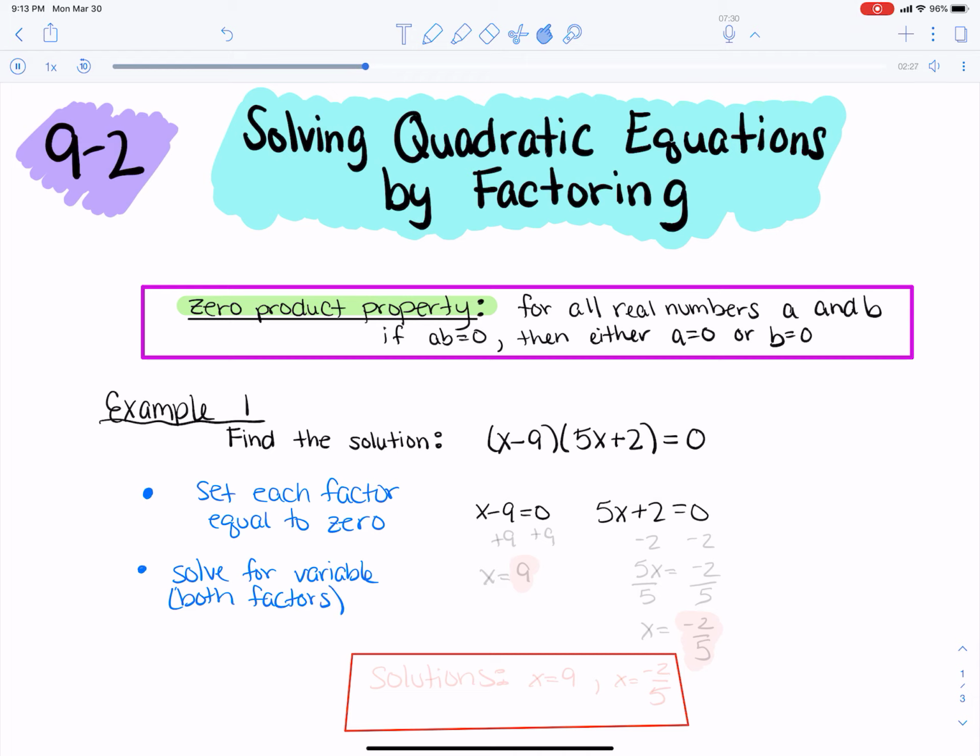So I'm going to look at the x minus 9 first. If I want to solve for x, all we have to do is add 9 to both sides, so x equals positive 9. Now I also have to solve my other factor. To get x by itself, we need to first subtract 2 from both sides. So we get 5x equals negative 2. Then lastly, divide both sides by 5. So x equals negative 2 over 5. So x equals 9 and x equals negative 2 over 5. Both of those are our solutions.